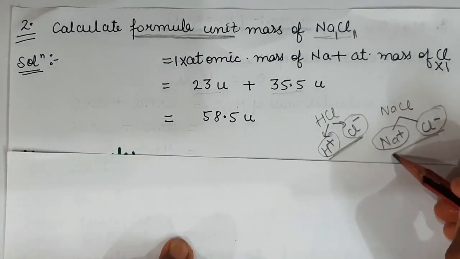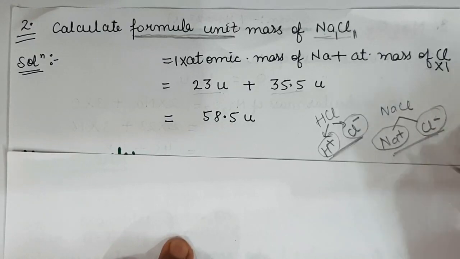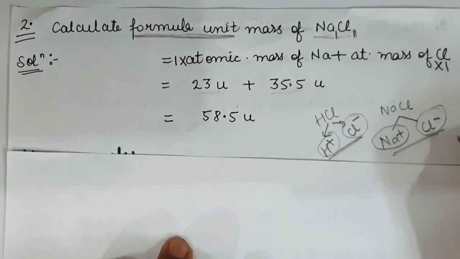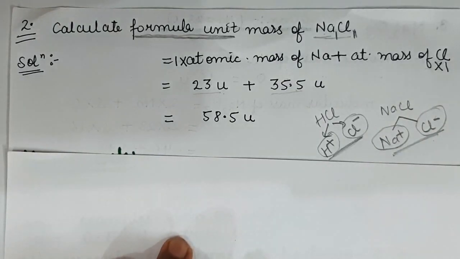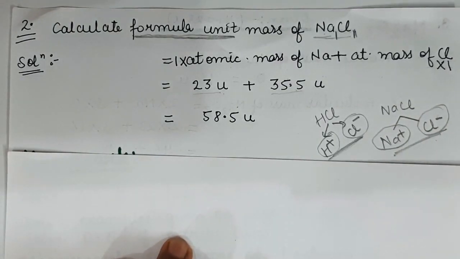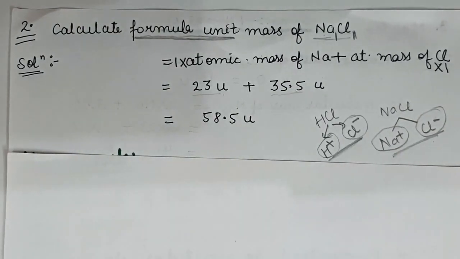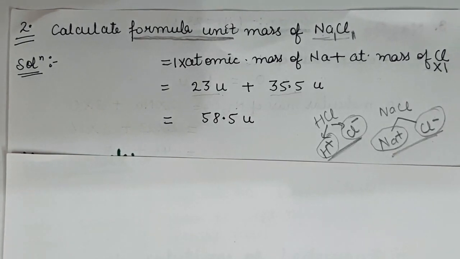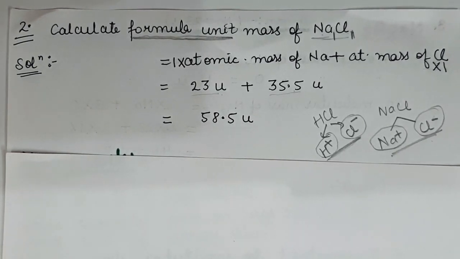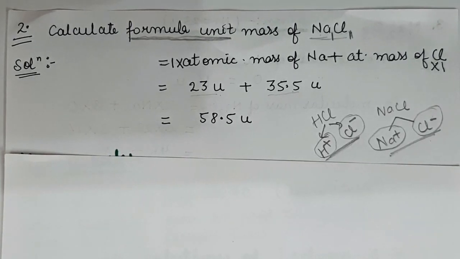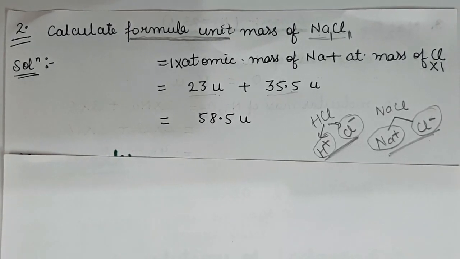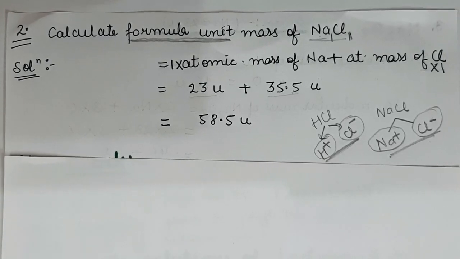If it is carrying a positive charge, it is called a cation. And if it is carrying a negative charge, it is called an anion. Clear? So that's it for today's lecture. Today we discussed some chemical formula examples, then molecular mass with a few examples. After that we discussed formula unit mass with the help of a few examples.